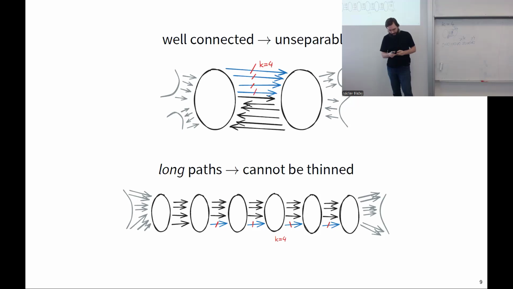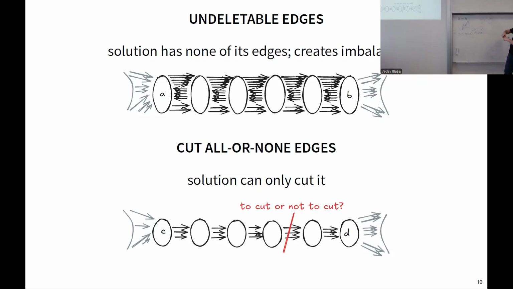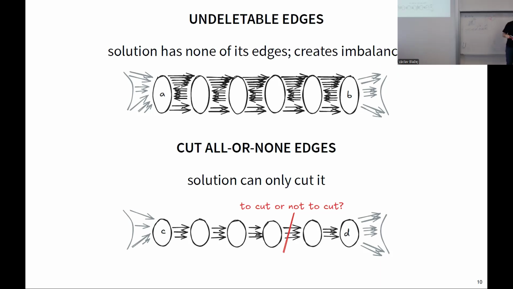So let's combine these. In a construction, let's say you want to have two vertices that are connected with a fixed number of edges, and you want these edges to be undeletable.